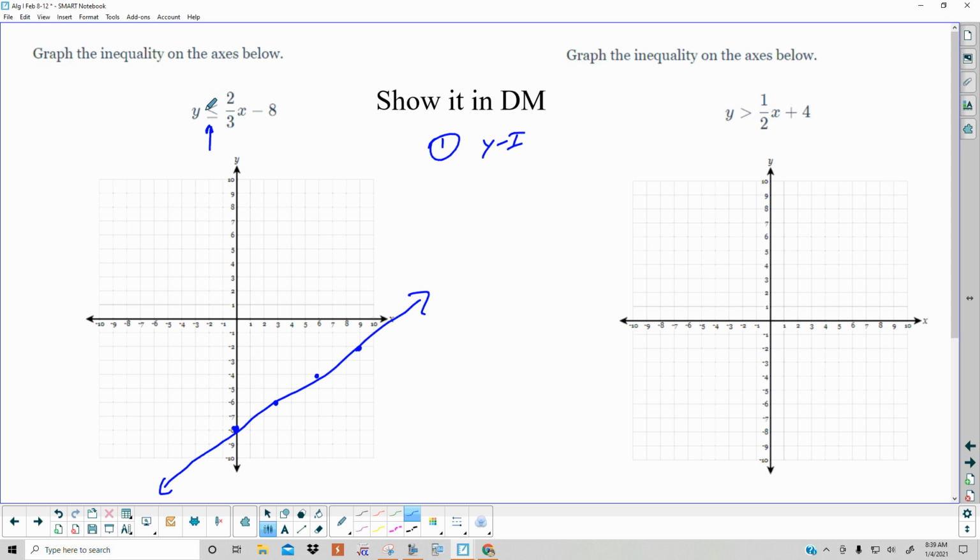This says y is less than. Less than is below. So don't think of it as left and right. That'll drive you guys crazy on this. Don't think it's facing left, so I have to shade left. Nope.